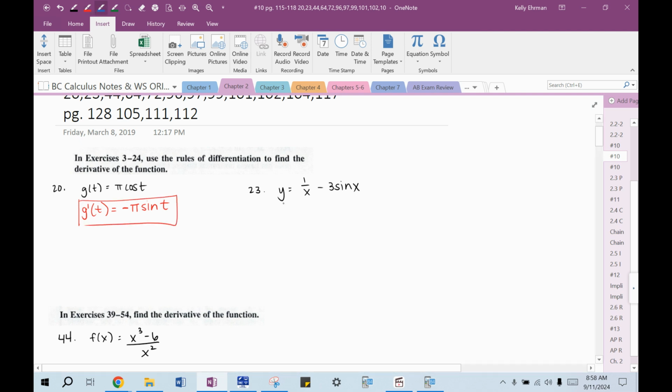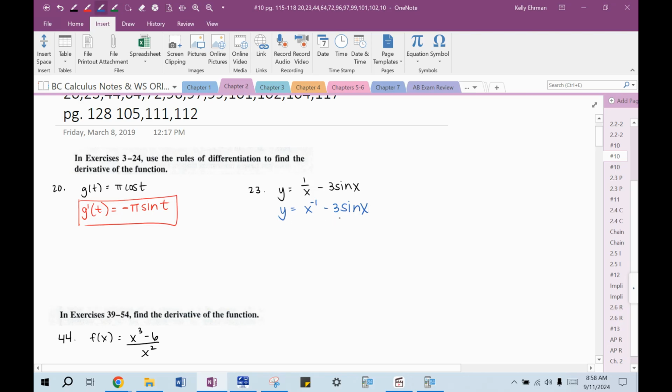For the next one, you might want to rewrite the y equals, so 1 over x is x to the negative 1. You don't have to rewrite it. It just makes power rule easier. Now, be careful with false equivalencies. This is a big thing on the AP test.